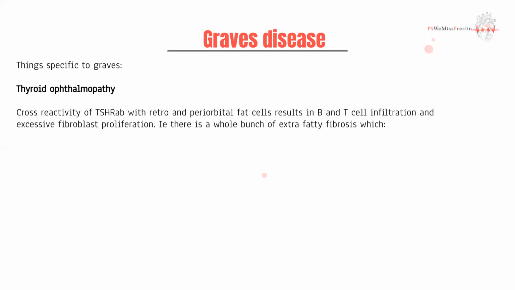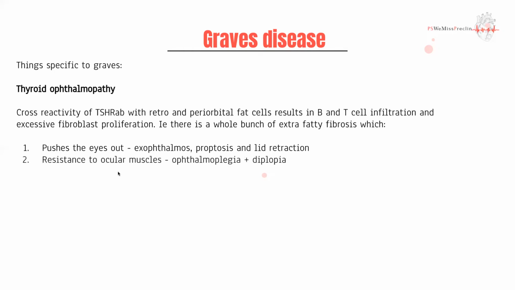So this is really important to understand. So you have your thyroid TSH receptor antibodies, okay? In addition to acting at the TSH receptors, they also react with the fat cells around and behind the eye. They cause the infiltration of B and T cells, causing fibroblast proliferation. All this means is you're going to have a whole bunch more fat cells behind and around the eye in the form of fatty fibrosis, which would push the eye out, causing exophthalmos and lid retraction, resistance of ocular muscles, which is why you have ophthalmoplegia and diplopia.